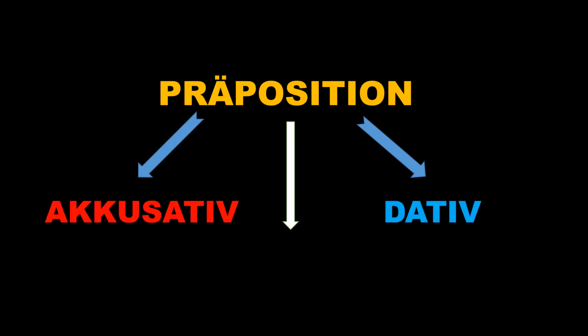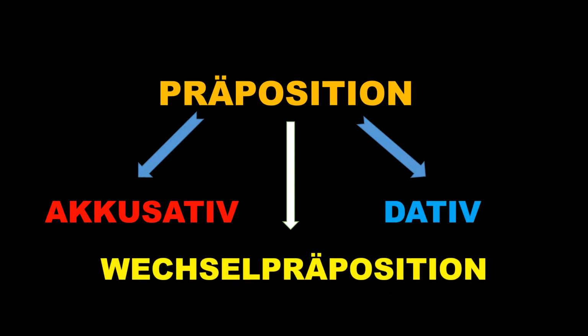Preposition, accusative, dative, Wechselpreposition. So we have categorized it in 3 different categories: accusative prepositions, dative prepositions, and the third one is Wechselpreposition. We are going to discuss dative also, and Wechselprepositions are those prepositions which are sometimes accusative and sometimes dative. So they exchange their position depending on the context. We are going to learn all these concepts step by step. So let's go ahead.